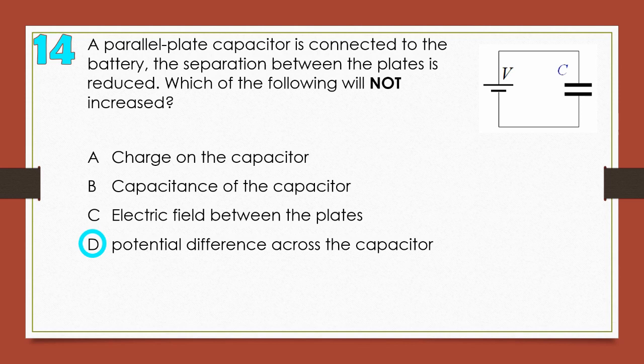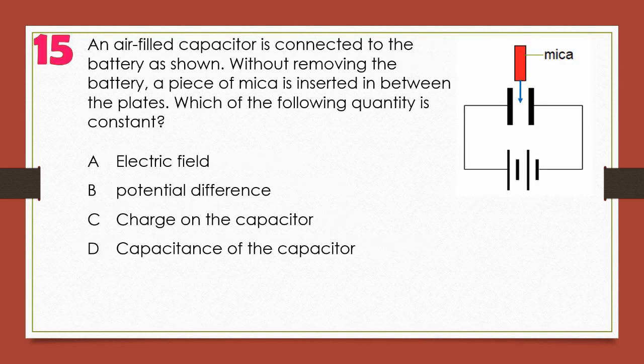For question number 15, an air-filled capacitor is connected to the battery as shown. Without removing the battery, a piece of mica is inserted in between the plates. Which of the following quantities is constant? This is the same case as question number 14, so I'm sure you can guess the answer, right? Because we do not disconnect the circuit, the best answer is that the potential difference will be constant. Okay? So that's it.